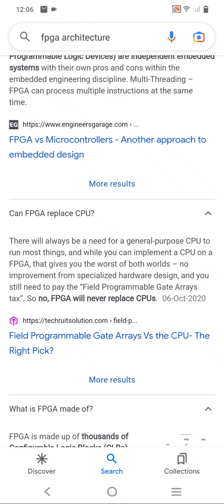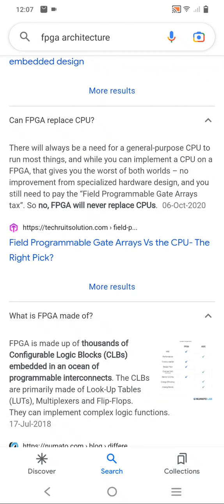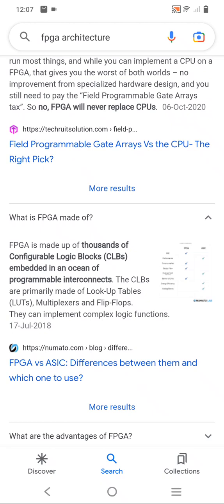Field programmable gate arrays. Can an FPGA replace a CPU? There will always be a need for a general purpose CPU to run most things. While you can implement a CPU on an FPGA, that gives you the worst of both worlds, with no improvement. So there is no need to use an FPGA for that. They cannot replace CPUs and other things. Those should be there.